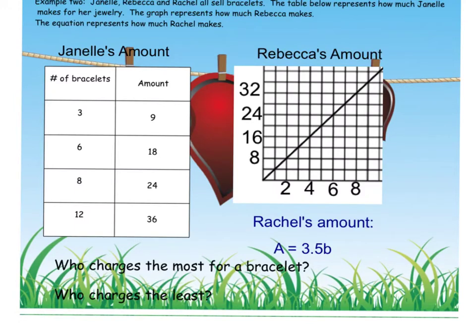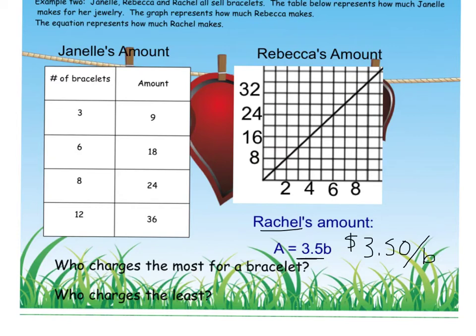So for our second example, it's a little different. These 3 people are selling bracelets. Janelle's amount is on a table. Rebecca's amount that she sells her bracelets for is on this graph, and Rachel's is in an equation. So again, to find who charges the most or who charges the least, we have to figure out how much they charge, and that's the rate of change. So Rachel's is easy because we know it's just the coefficient. So her rate is $3.50 per bracelet.